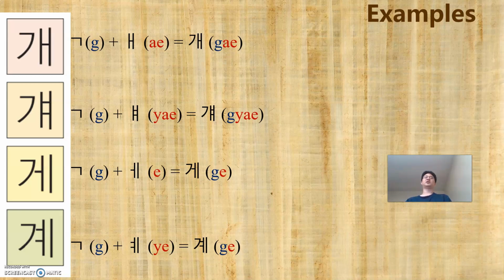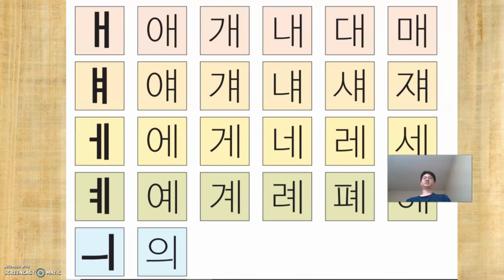So g and e is ke, k and ye is kye, and g and e equals ke, and g and ye makes kye. You kind of have to pronounce the y in there, and you can, but I just wrote it as k up here to simplify for you guys for a bit. So let's move on to read some examples here.